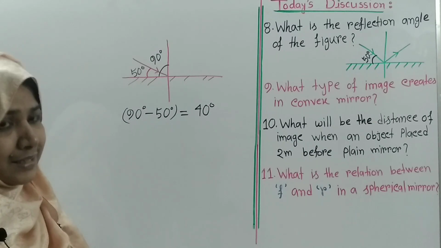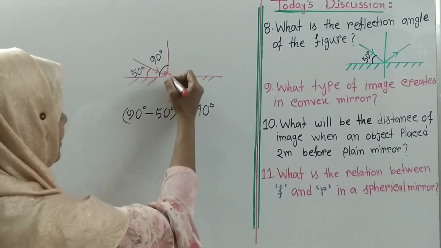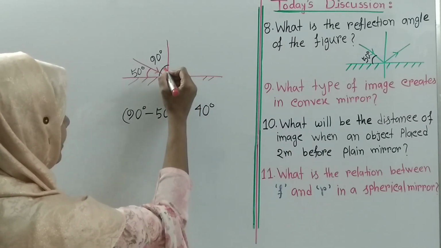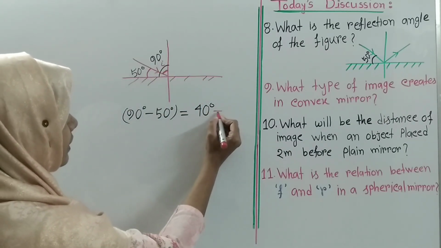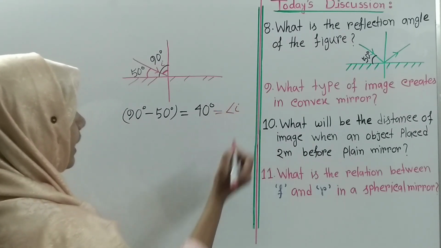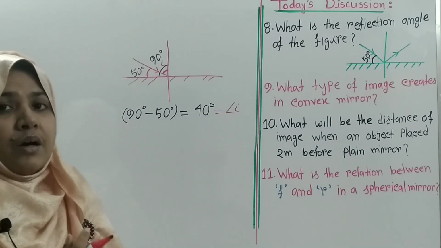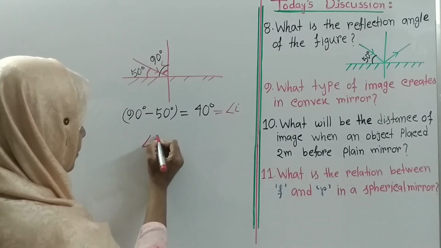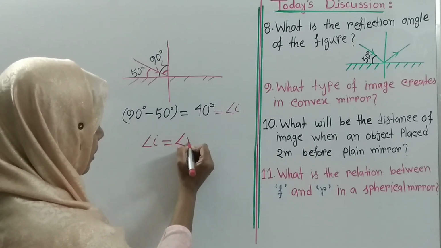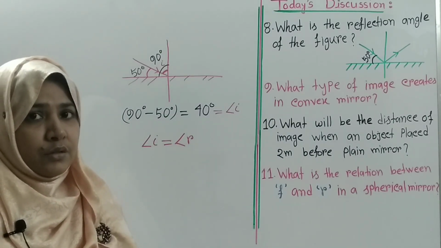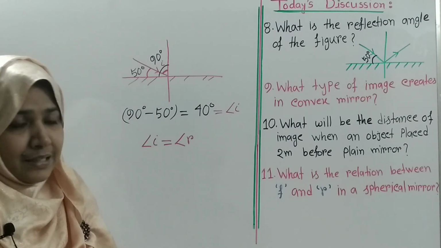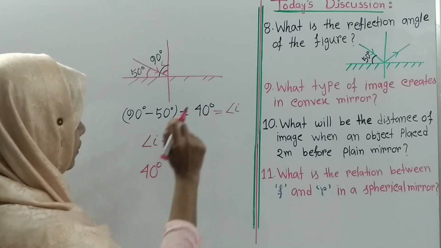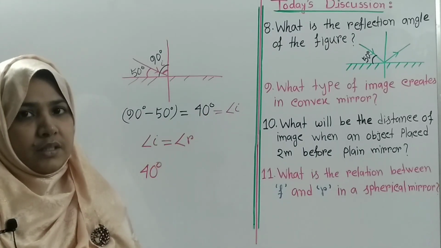And this angle is considered as the incidence angle. This is the incidence angle, and the value of the incidence angle will be 40 degree. And you all know that the value of the incidence angle and reflected angle is the same. So it's always equal to the reflected angle. So the answer of question 8 is 40 degree. As the incidence angle is 40 degree, the reflected angle must be 40 degree.